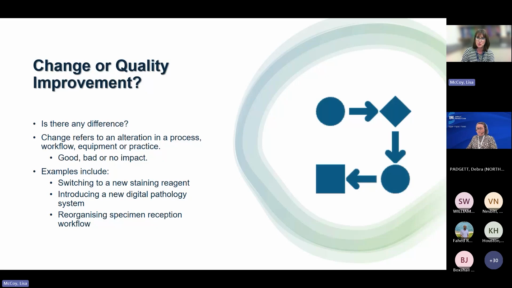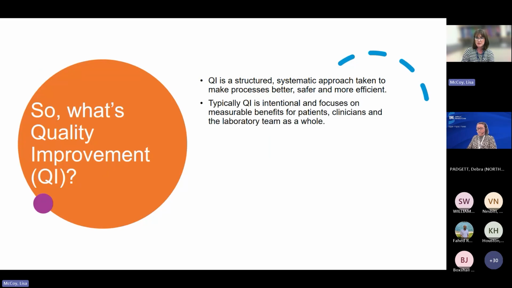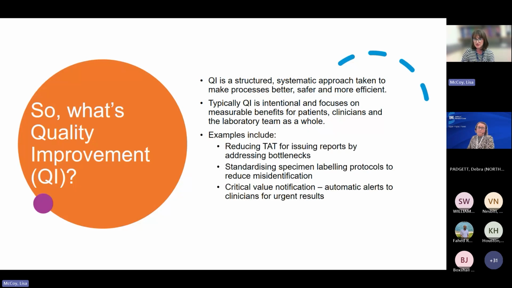So if that's change, what's quality improvement? Well, quality improvement is a structured, systematic approach taken to make processes better, safer, and more efficient. And typically, quality improvement is intentional, and it focuses on measurable benefits for patients, clinicians, and the laboratory team as a whole. So examples could include reducing turnaround time for issuing reports by addressing bottlenecks. It could be standardizing specimen labeling protocols to reduce misidentification, or it could be setting up critical value notification so that clinicians receive automatic alerts for urgent results.